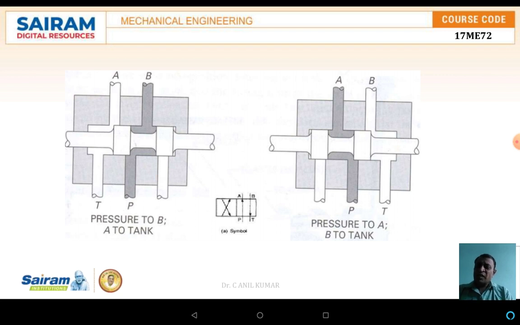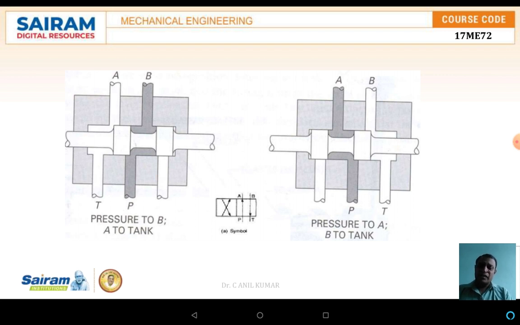In the same way, if the spool moves from right to left, it is blocking the port A, and as well it is opening the port B. From B to T, it is open. The fluid which was used for the application will be drained back to T, and through T it will be passed to the tank, or it may be the reservoir.